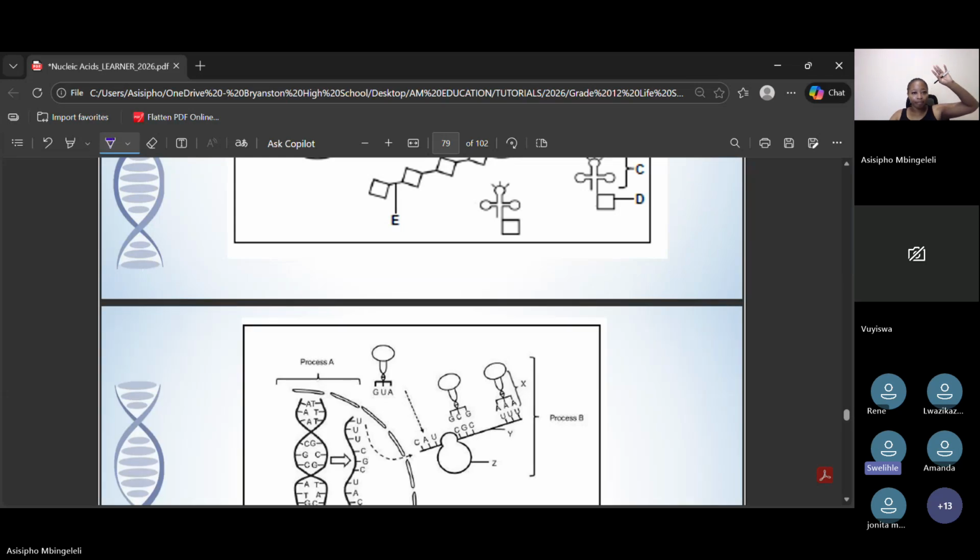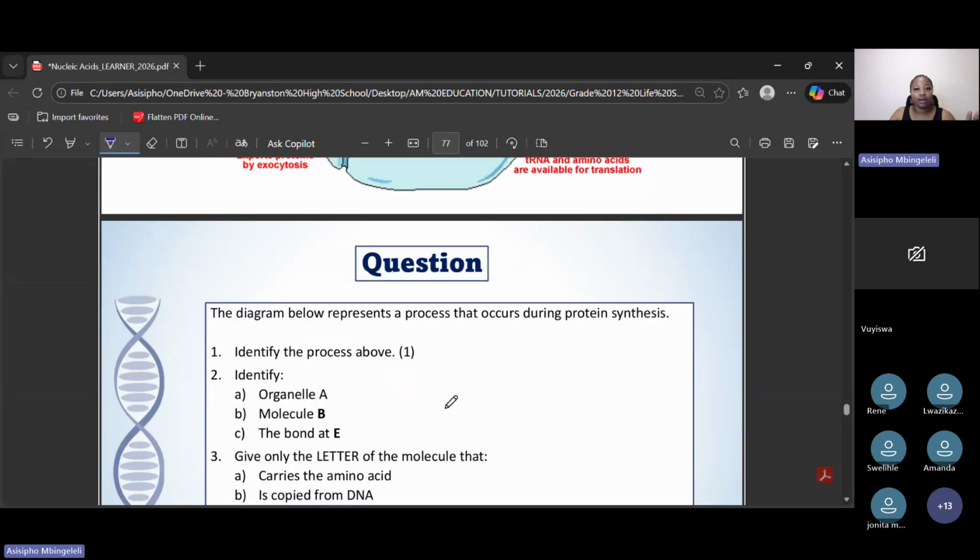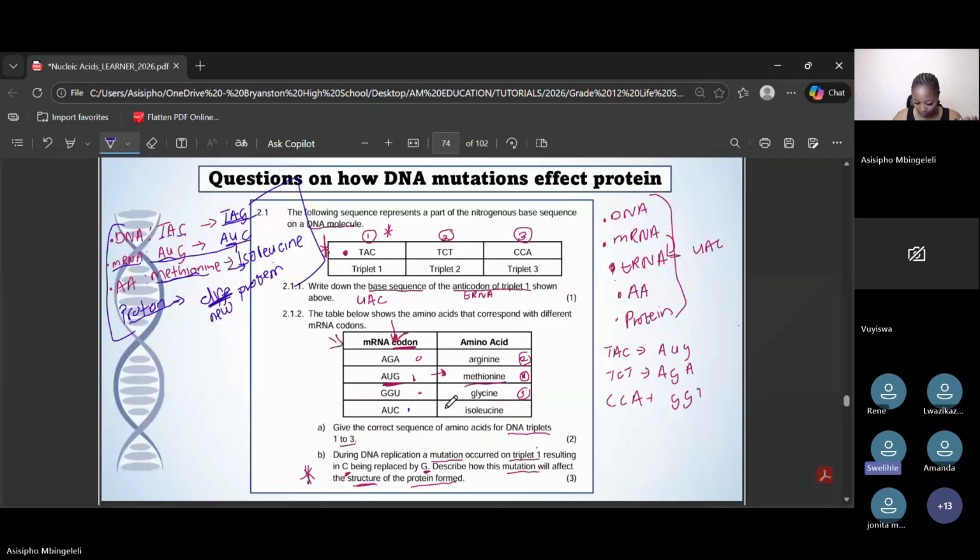Sorry, ma'am. Can you please repeat the DNA part? Let me scroll up. Which part exactly? When you explained the mutation for question 2.1.2b. Okay. Mutation occurred in triplet 1, where C got replaced by G, or you say where triplet TAC changed from TAC to TAG. All right, ma'am, I understand. Thank you. Is it sorted? You got the rest of the points? Yes, thank you.